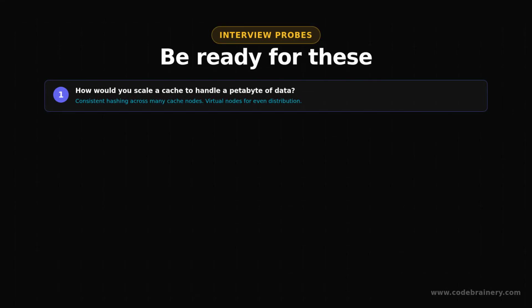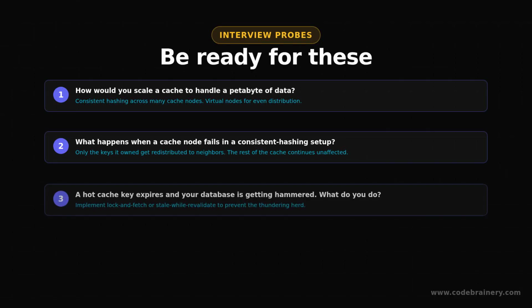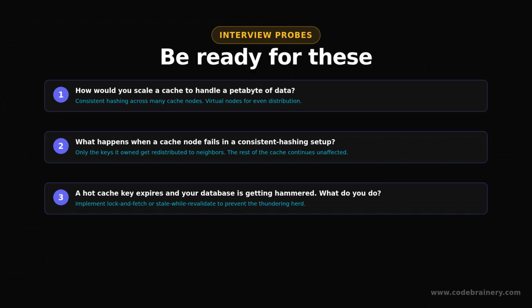Probe 1. How would you scale a cache to handle a petabyte of data? Answer. Consistent hashing across many cache nodes. Virtual nodes for even distribution. Probe 2. What happens when a cache node fails in a consistent hashing setup? Answer. Only the keys it owned get redistributed to neighbors. The rest of the cache continues unaffected.